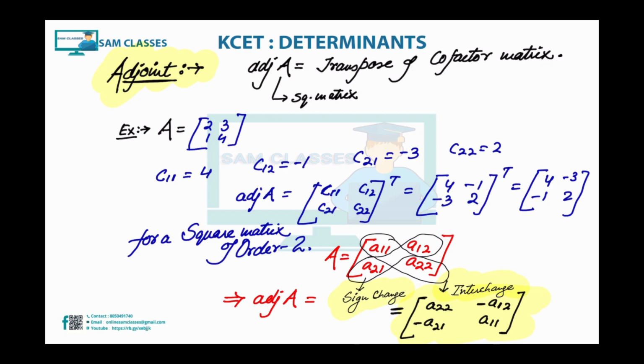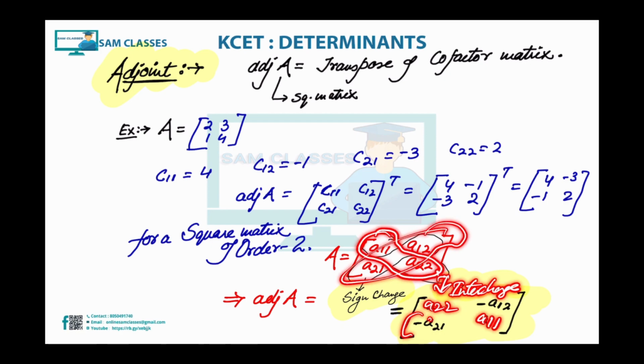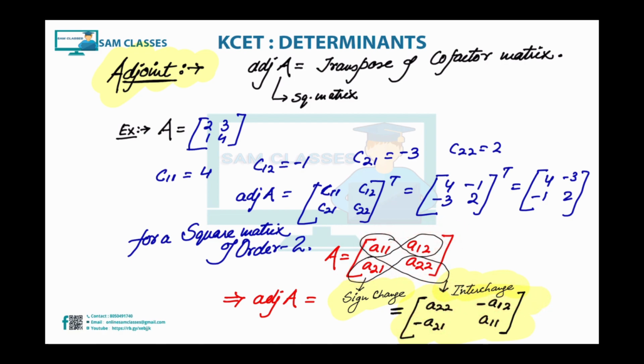Now, a small trick for finding the adjoint, because in the exam we won't have time. What you do is interchange the main diagonal elements. So here you interchange, so it will be A22, A11, and the off-diagonal elements you multiply with a minus sign, so minus A21, minus A12. Done. You got the adjoint.